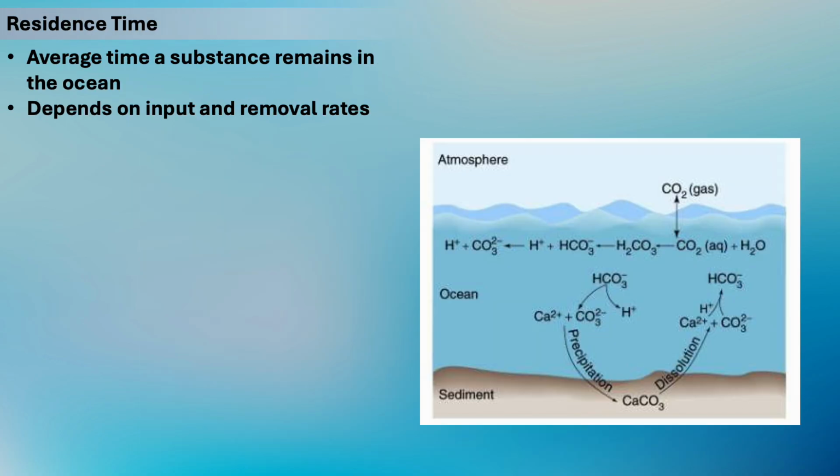Residence time refers to how long, on average, a substance stays in the ocean before being removed. Major ions like sodium and chloride have residence times of millions of years, which explains why their concentrations are so stable. Shorter residence times indicate active cycling, as with non-conservative substances such as oxygen or carbon dioxide that may be utilized by living organisms.